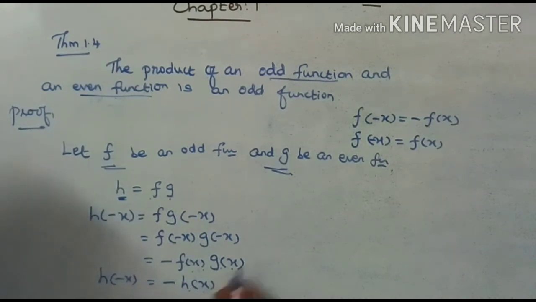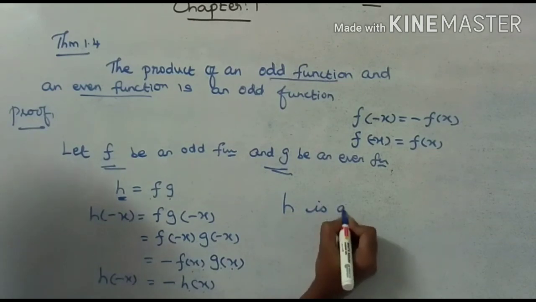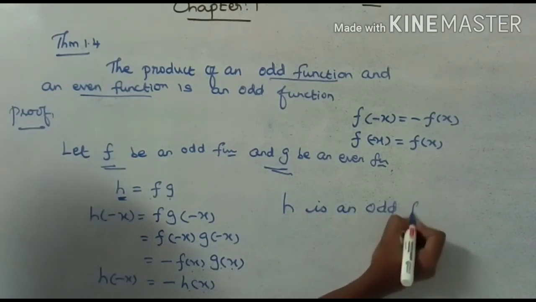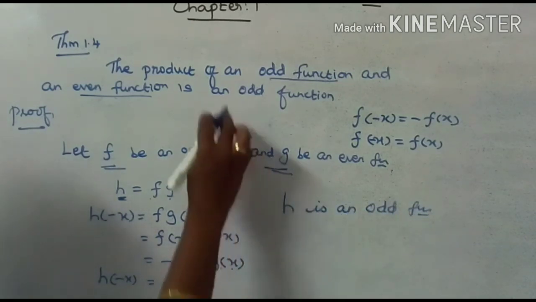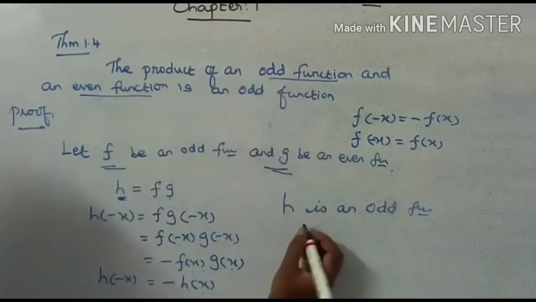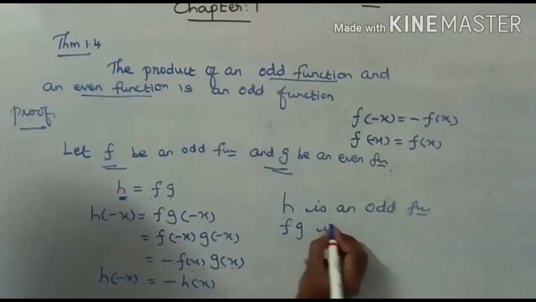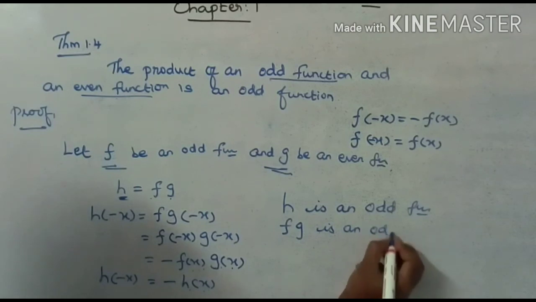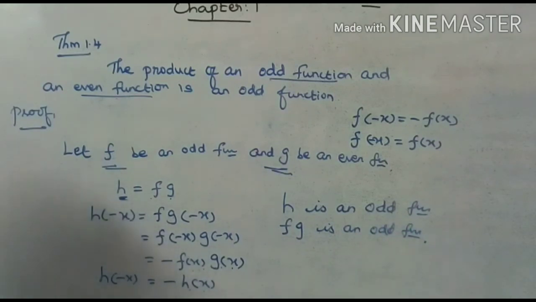So h is an odd function. That is, the product of an odd and an even function is an odd function. So fg is an odd function. Okay, this is the proof.